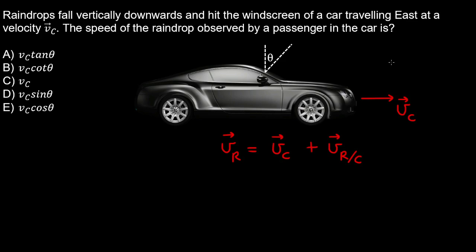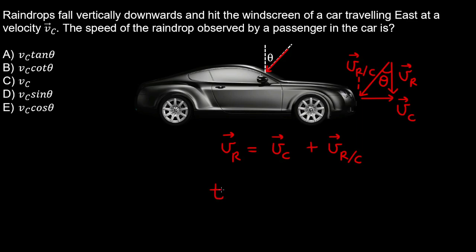So therefore, if we have the velocity of the raindrop as follows, then by vector addition, we have the velocity of the raindrop relative to the car as follows. So to a passenger in a car, the raindrop dropping vertically appears to be coming in at an angle to the windscreen. So by geometry, this angle theta is this angle over here. So we can solve this using trigonometry.